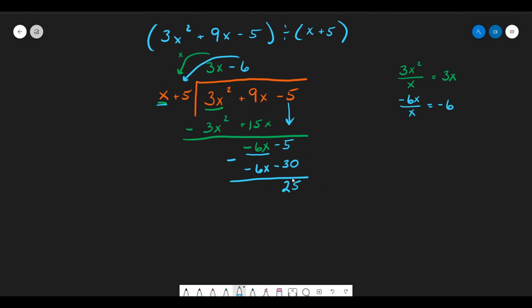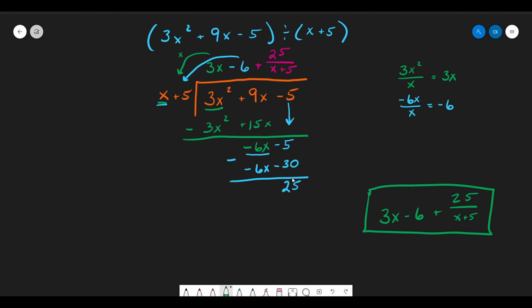Okay? But I do get a remainder of 25. I can't bring another term down. I can't divide these. So I'm going to take this 25, and because it's positive, I'm going to put plus 25 over x plus 5. So my final answer for this is going to be 3x minus 6 plus 25 over x plus 5. That would be the final answer.